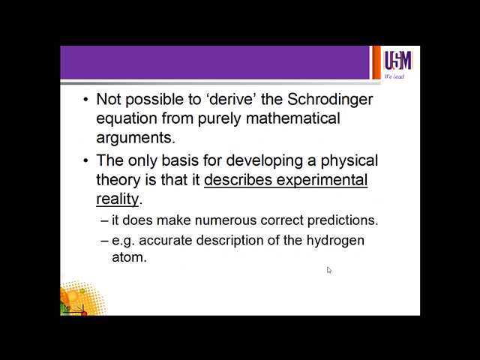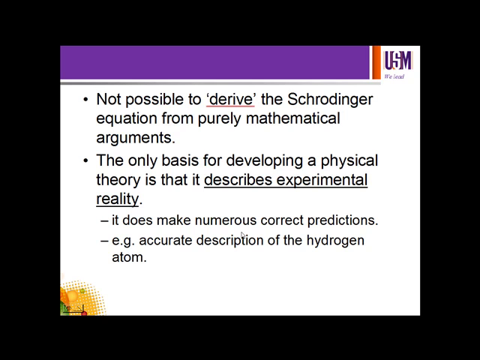It is not possible to derive the Schrödinger equation from purely mathematical arguments. You cannot derive the Schrödinger equation. That's why the equation is said to be a fundamental equation. It's just like, for example, Newton's laws, the three Newton's laws of forces. Basically, they are fundamental in nature, and so are some other laws in physics, such as Maxwell's laws and so on. Those equations are fundamental in nature.